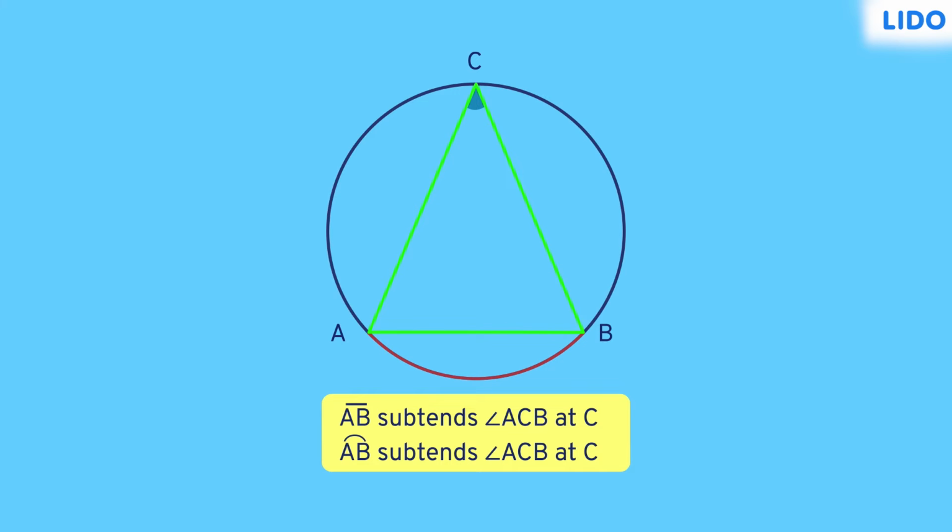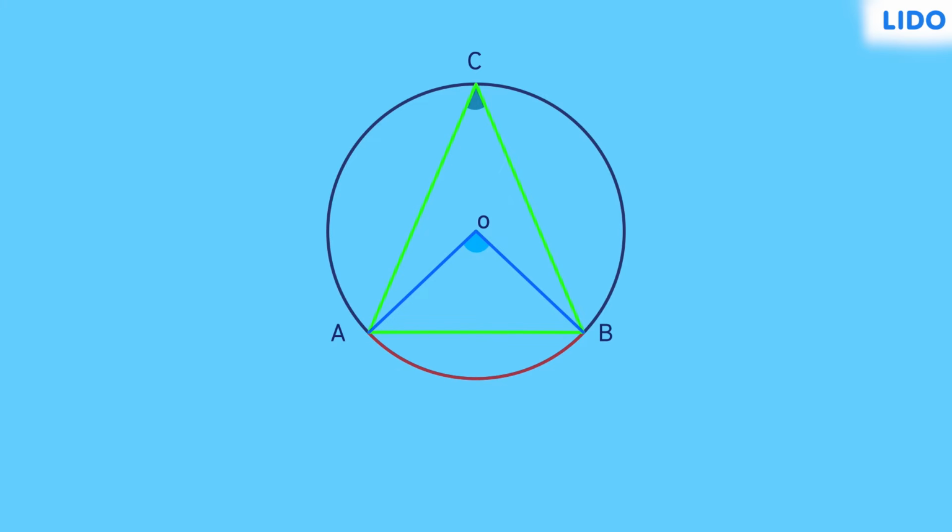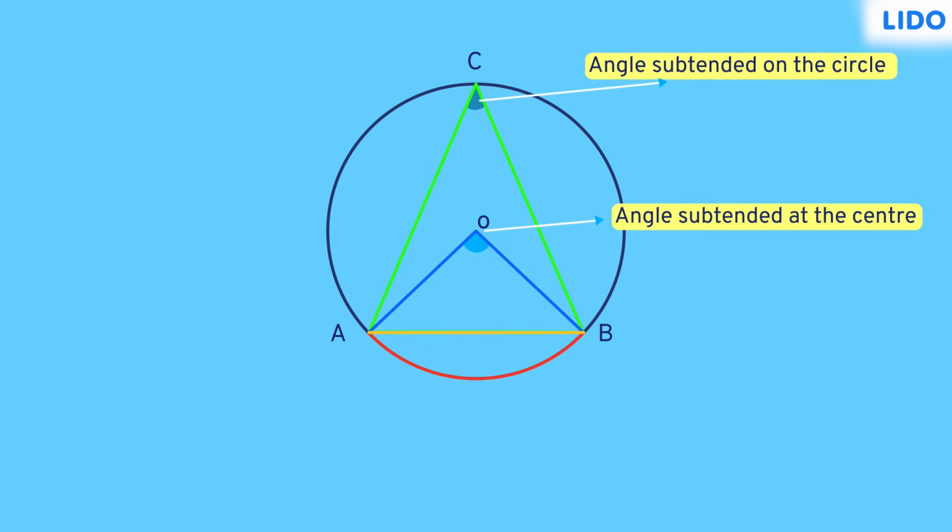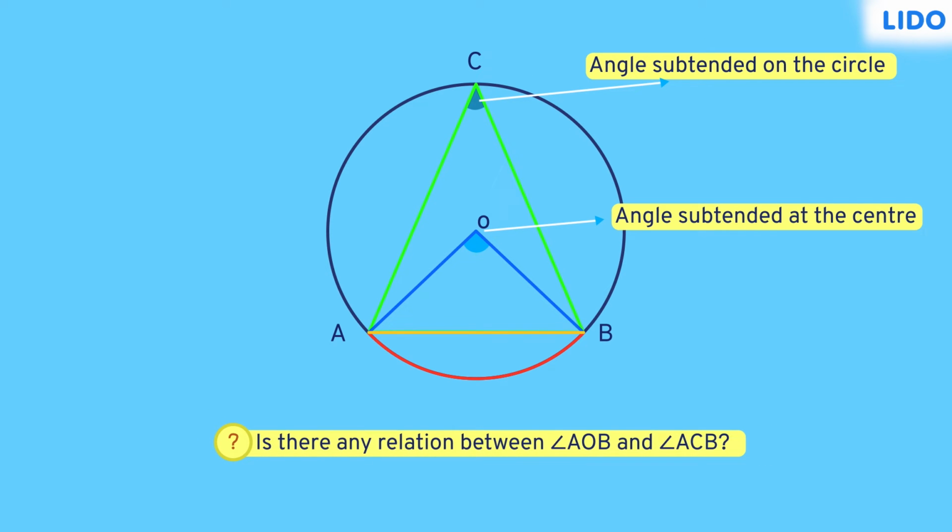And when we join A and B to the center of the circle, that is O, then we can say that the chord AB and the arc AB subtend the angle AOB at the center. Now let's focus on the arc. It subtends two angles, angle AOB at the center and angle ACB at the boundary. Is there a relation between these angles? Yes, there is. Angle AOB is twice the measure of angle ACB.